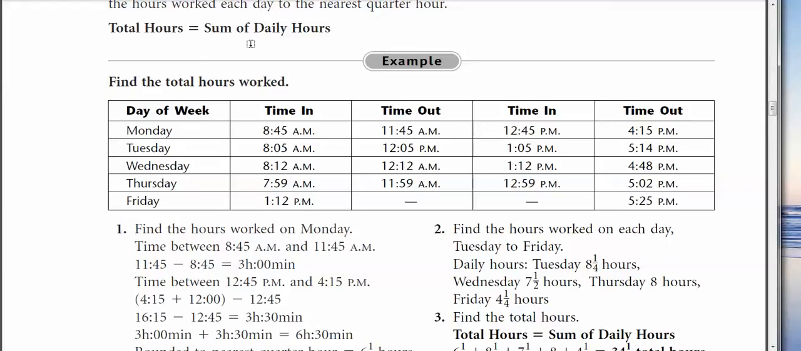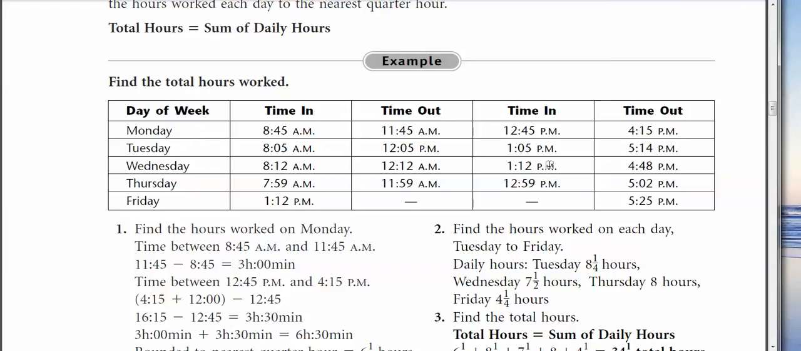Okay, so let's say we walk into work. Look at this example. We walk in on Monday. We put our little slot in there and we showed up at 8:45. We left at 11:45. Then we came back after lunch at 12:45 and we left again at 4:15. Okay, how many hours did I work?